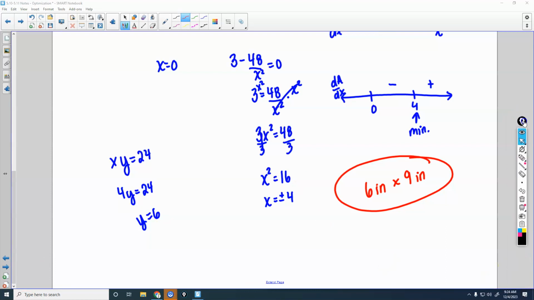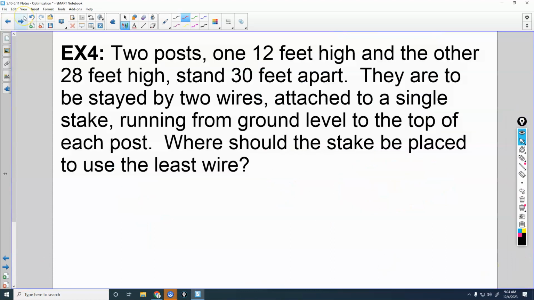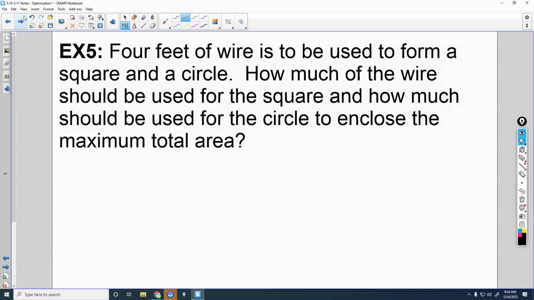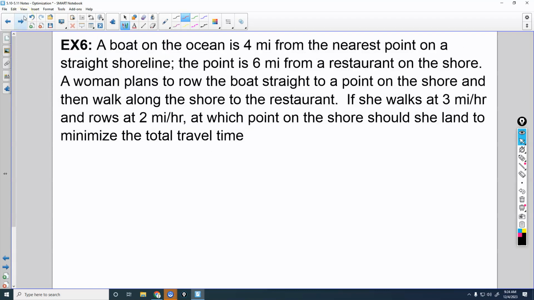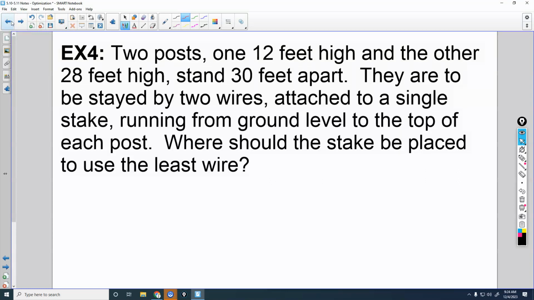Okay, I think we're going to do one more. Number 6 is my favorite problem, but we're not going to get to it till tomorrow. All right, let's do 4, and then we'll be done with what we're going to do today, so you guys can work on your assignment.